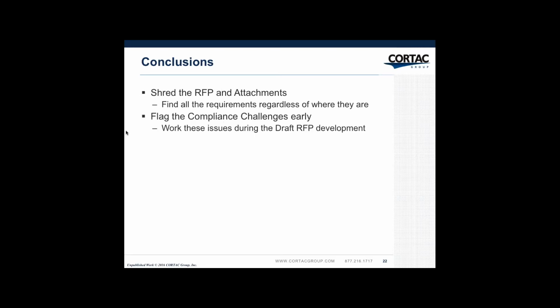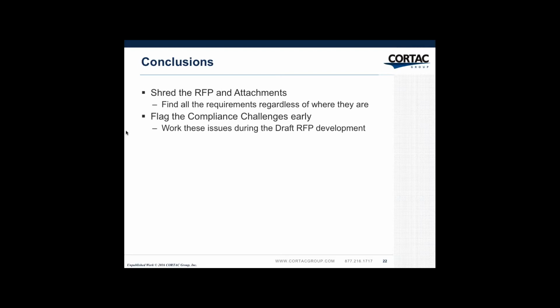So what are the conclusions that we come out of this? You've got to shred the RFP and the attachments. Find all those requirements. And as we've illustrated, you'll find some of these tricky requirements in various parts of the RFP outside of Section L and Section M. You've got to flag the compliance challenges early. A lot of these things require a lot of work to resolve. And if you go with a fully compliant approach, many times this is a huge amount of work.